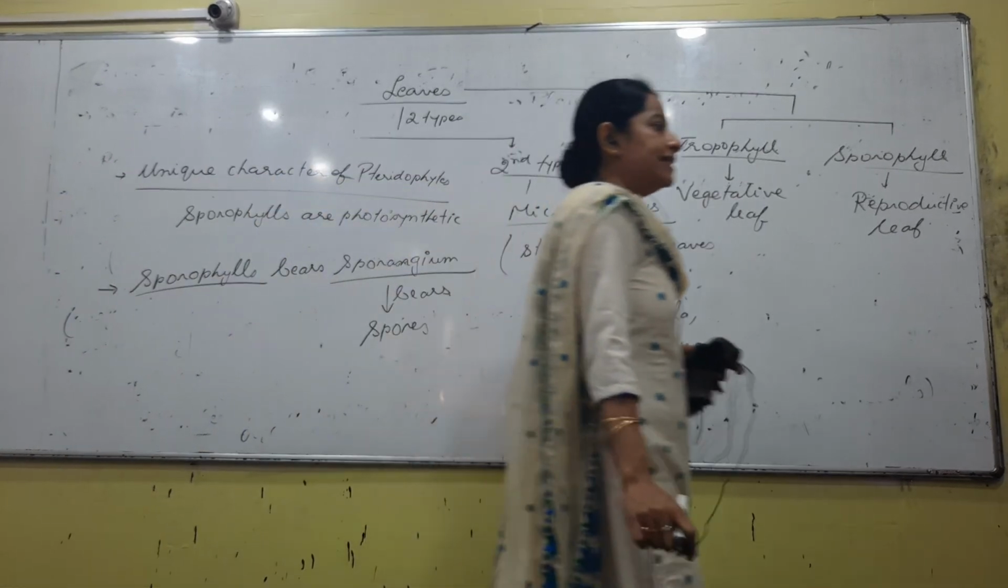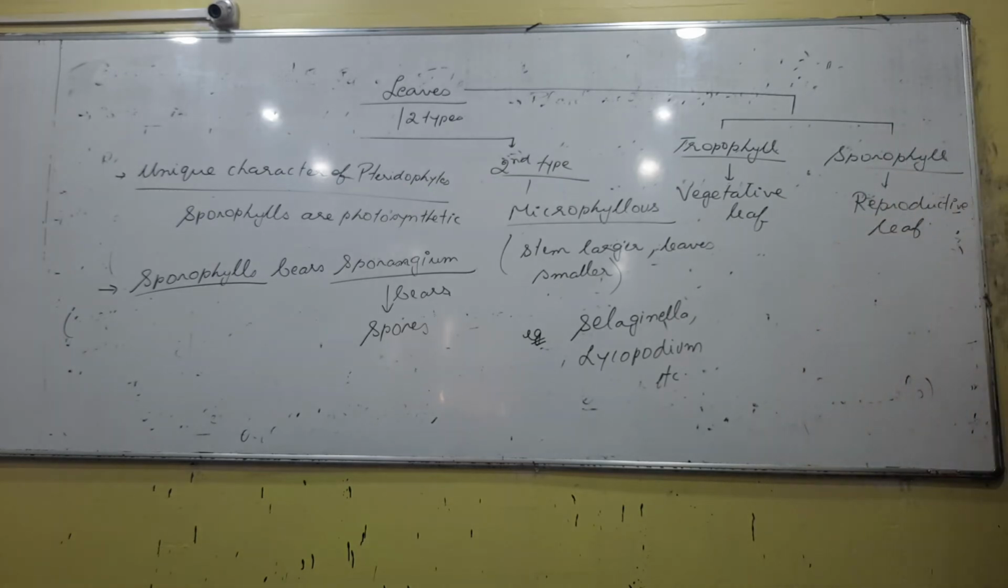So, leaves of site are termed microphyllus, macrophyllus, tropophyll, sporophyll, right. Talking about sporophyll, many of the sporophylls combine together to form a cone. Here we have already written, but sporophylls are called sporophylls because they will have spores in them.